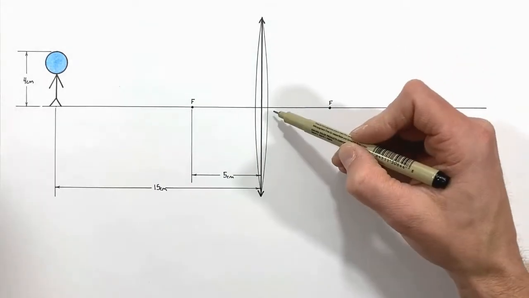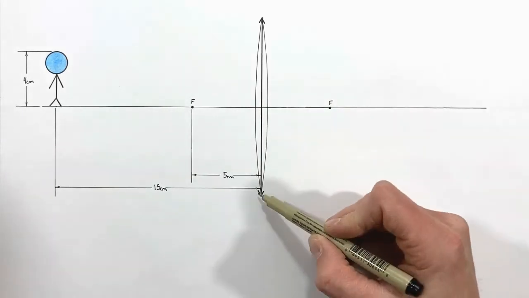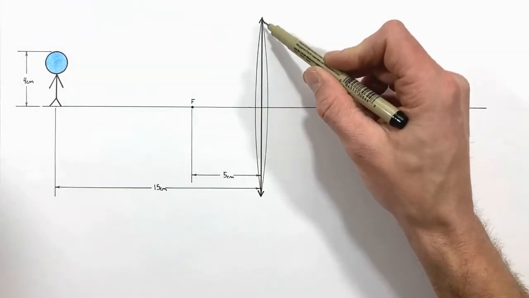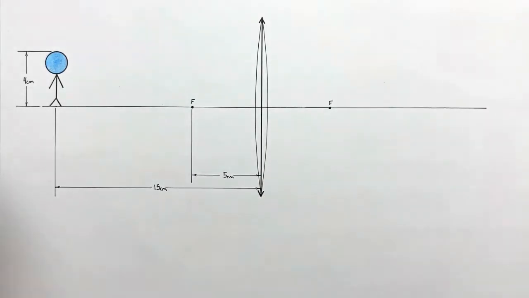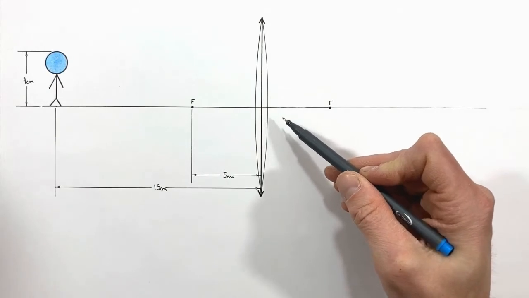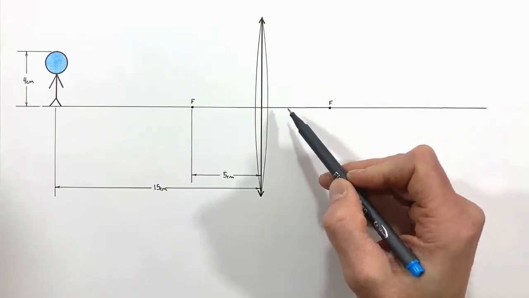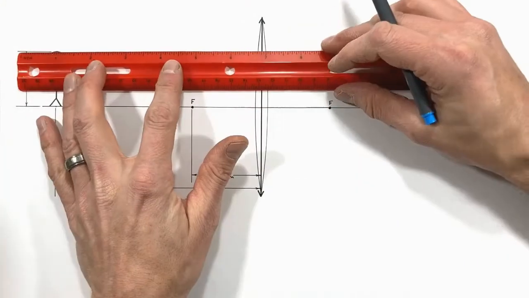Now, typically when doing a ray tracing diagram, we wouldn't show the actual curvature of the lens. We would simply put these little arrows on the end to show that the lens bulges outward and is convex. So to start our ray tracing diagram, just like we would a ray tracing diagram for a mirror, we're going to first draw our principal ray coming from the top of this object toward the lens.